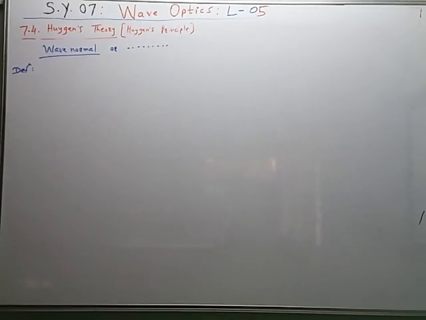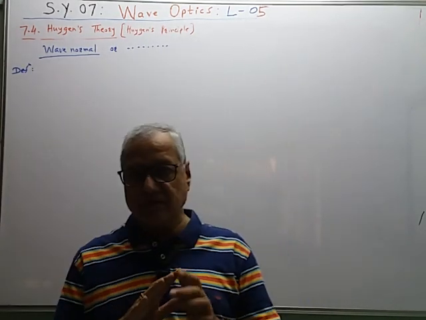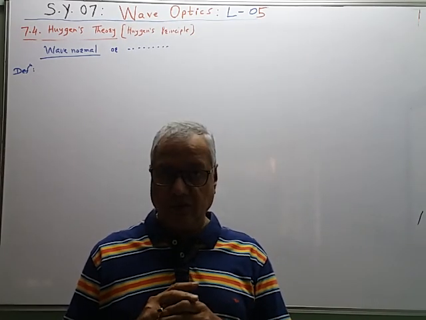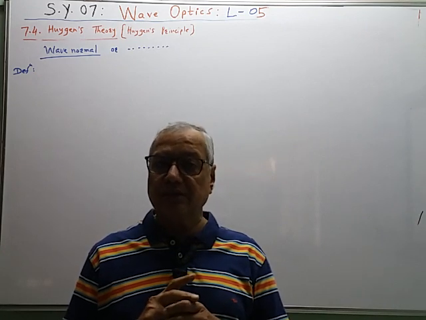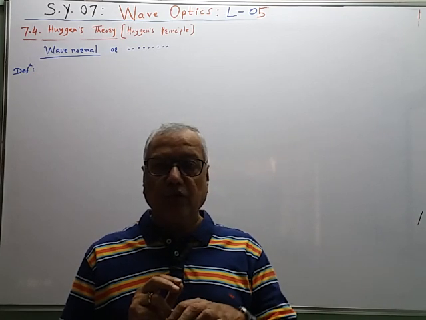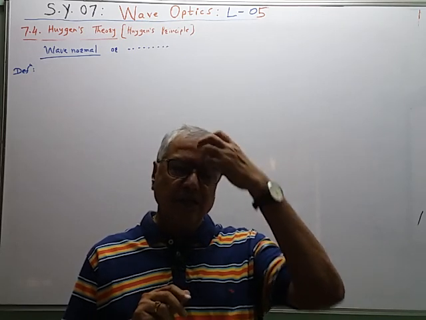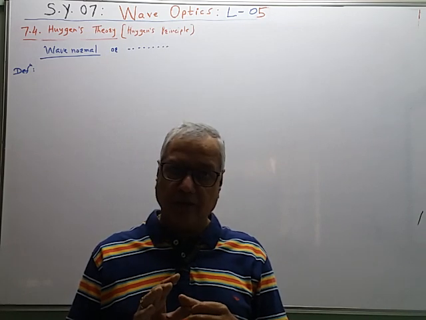So last time we have cleared the meaning of wavefront. Wavefront is a surface. Wavefront is a locus. Wavefront is a set of points. Locus means set of points. Joining all the particles of the medium which receive the light wave simultaneously and which always vibrate in the same phase is called a wavefront.